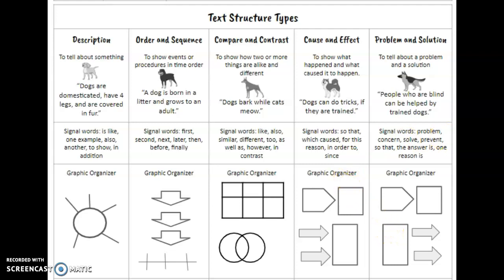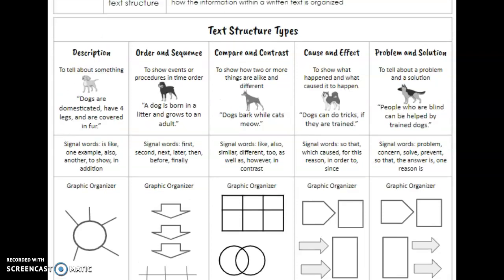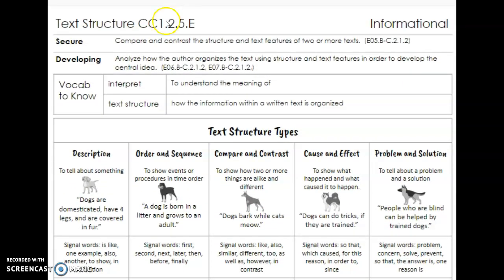So we're not just looking as 5th graders at these text structures, but what we need to be able to do is compare and contrast the text structures and text features of 2 or more texts. So it may be that you read a biography, and in addition to the biography, you read an informational piece about how something is discovered. In the end, those 2 pieces might coincide with one or more of these text structures, and you'll need to be able to point out how.